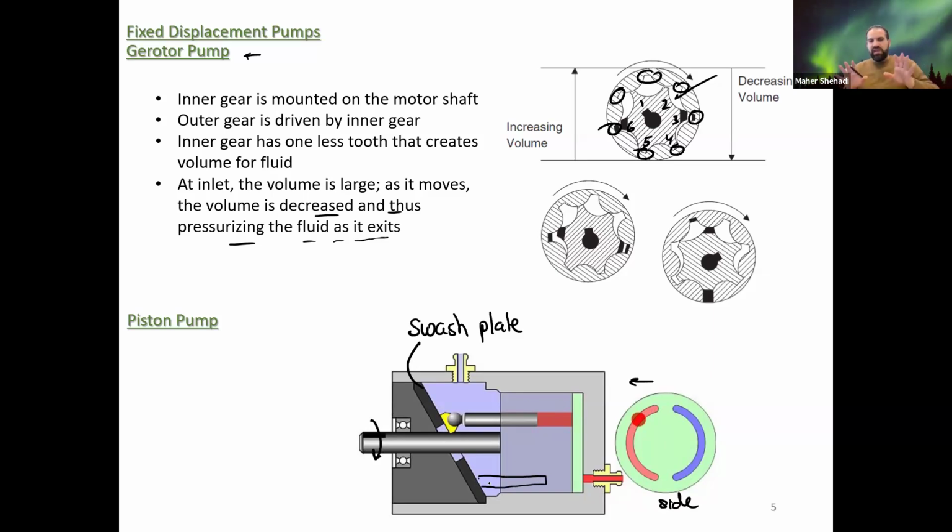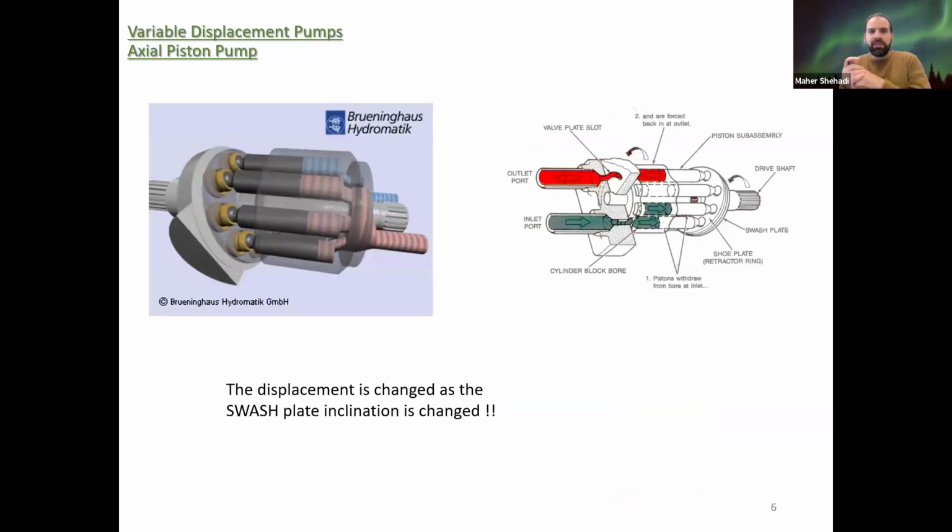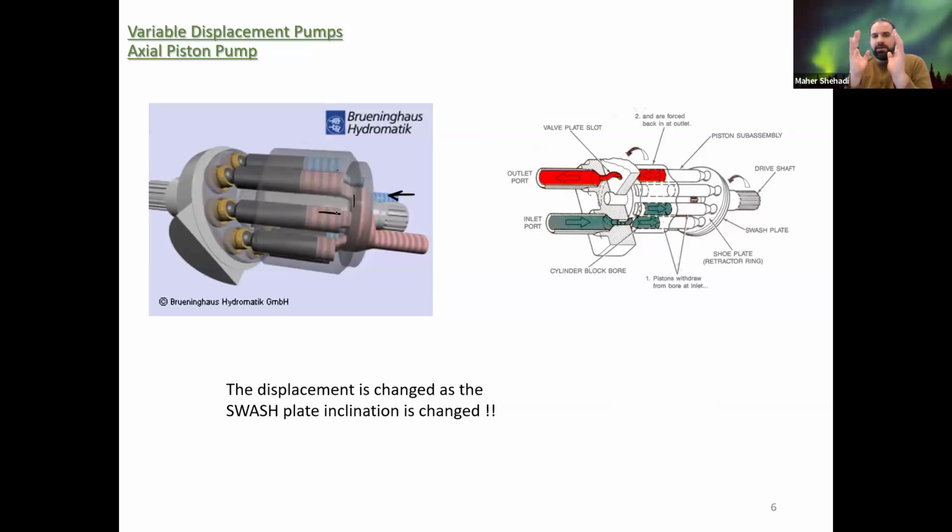So as it moves, it has to push the fluid. The exit volume, you should see it here. That's the inlet flow here. At the outlet, you see how the volume is actually decreasing. So it pressurizes the fluid, so it leaves at a higher pressure. Okay, if it's fixed, that's all it would do.